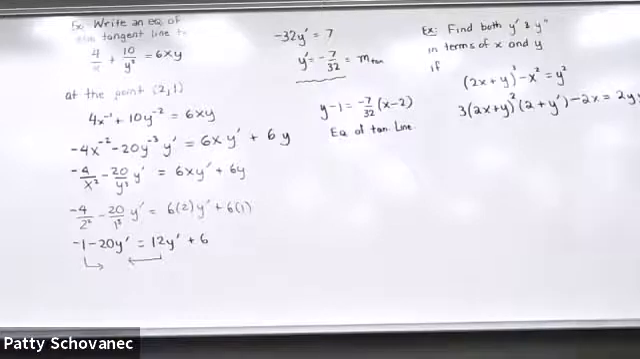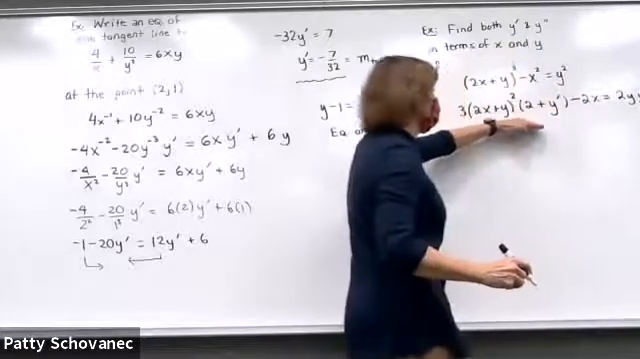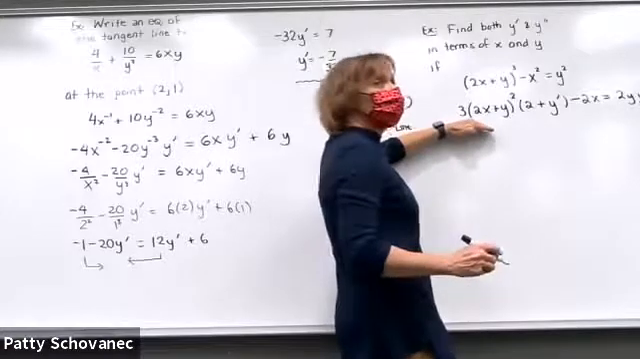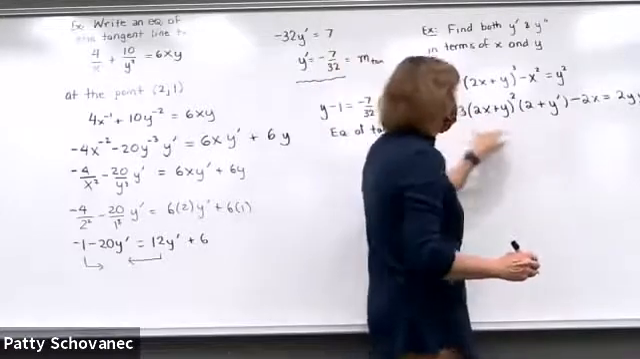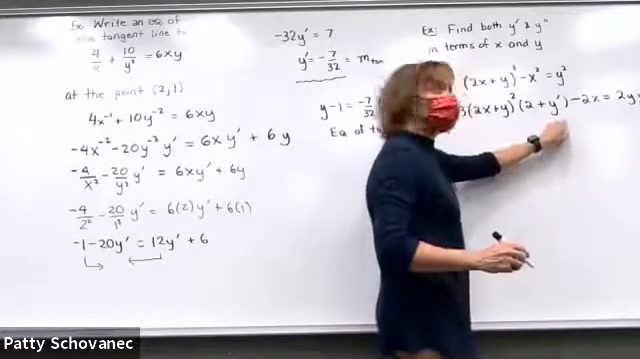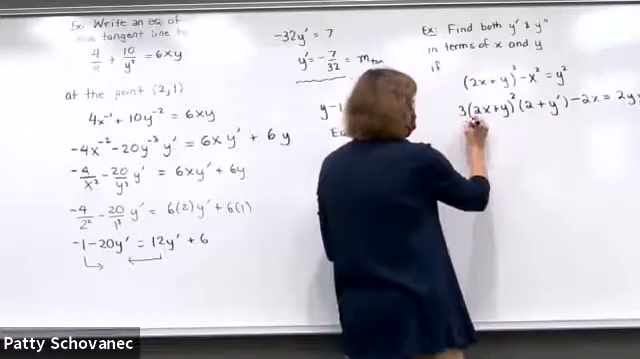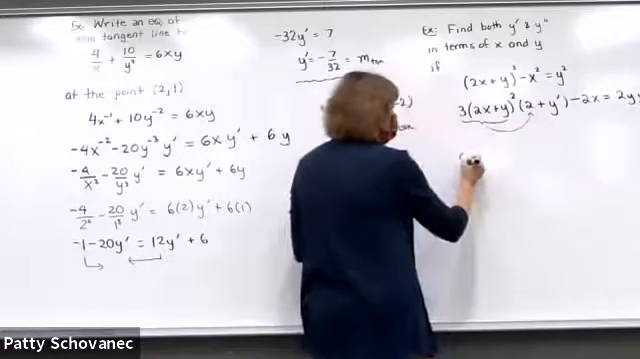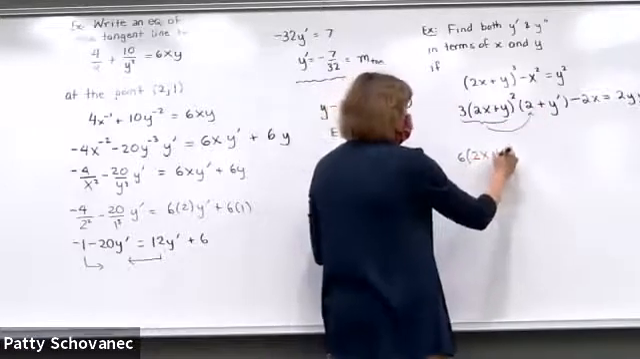Okay, so this is all one term right here. That's all one term. But I can break it up into 2 terms if I distribute this through the parentheses. And that's what I'm going to do next. I'm going to take all of this and multiply it by the 2 and get 6 times 2x plus y squared.